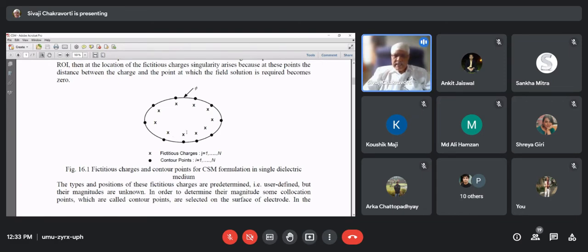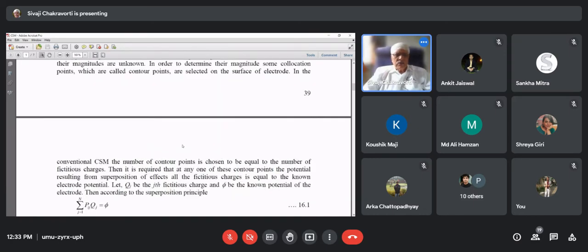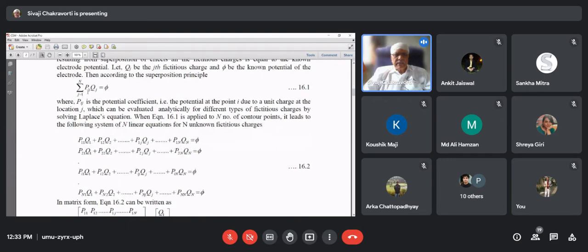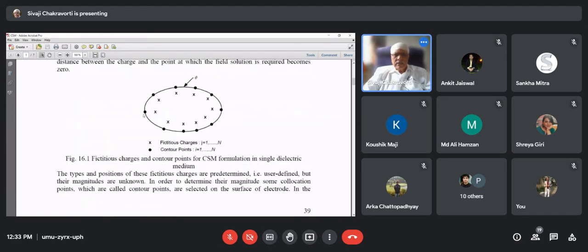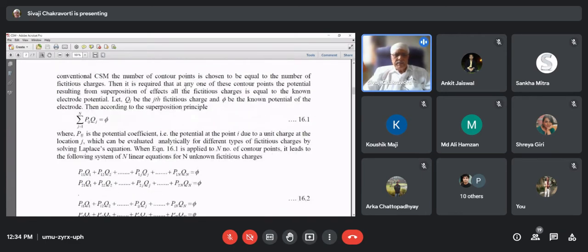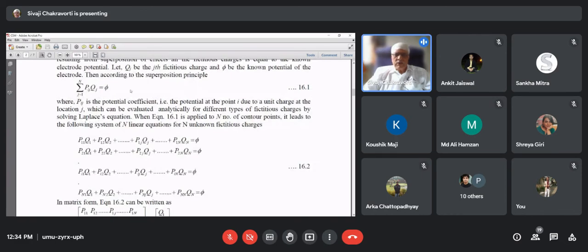Now, if that contribution is added for all the j number of charges, I get the potential. So we write that summation of Pij Qj, j varying from 1 to n, that must be equal to phi. What is phi? Here you can see phi is the potential of the electrode. Therefore, this becomes the fundamental equation of our CSM. This is for single dielectric case where we are not considering any dielectric medium.